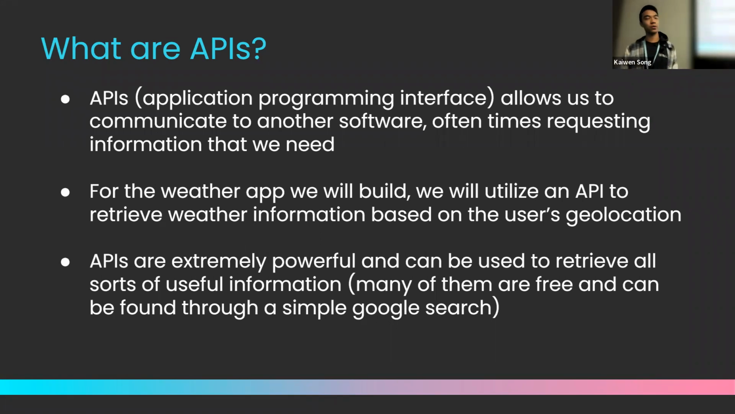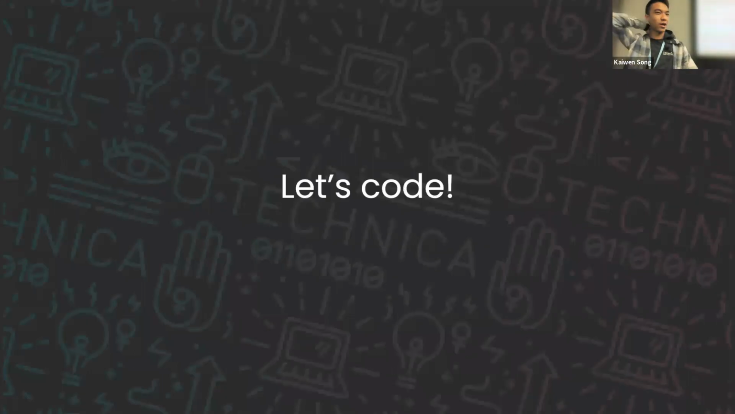And APIs are really, really powerful. You can get any sorts of data that you would imagine through them. And if you guys are considering building a project for Technica, I would strongly recommend you utilize an API any time you need some sort of data. And a lot of APIs you can just search up on Google and you'll find one for free. So again, we're going to be using a weather-related API where we can access the weather data from external software.